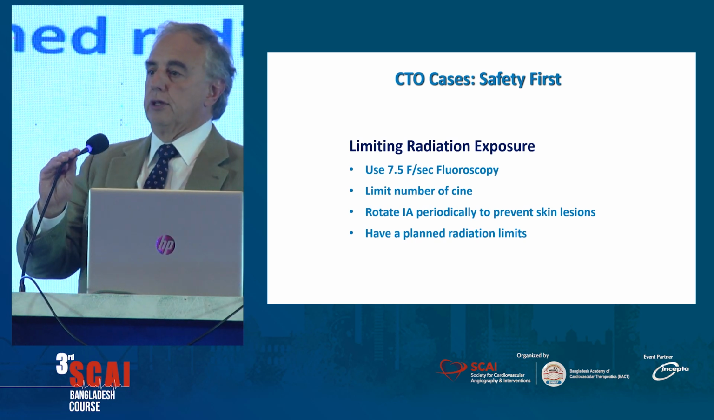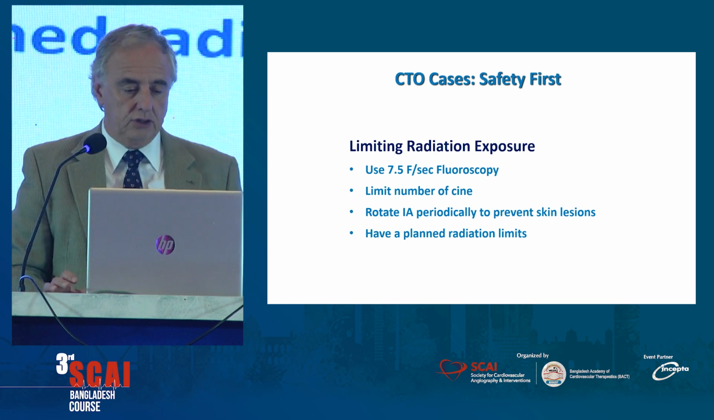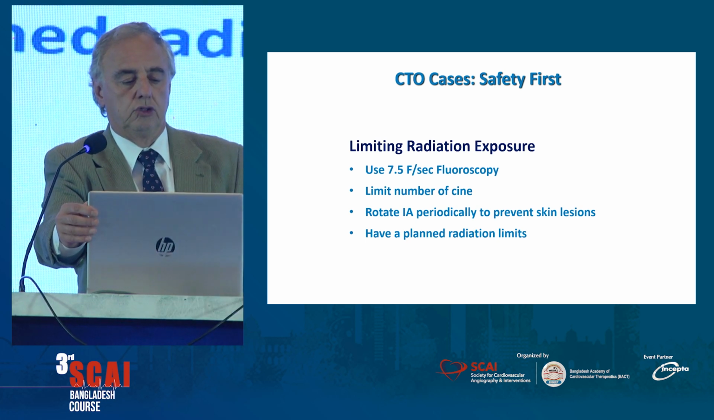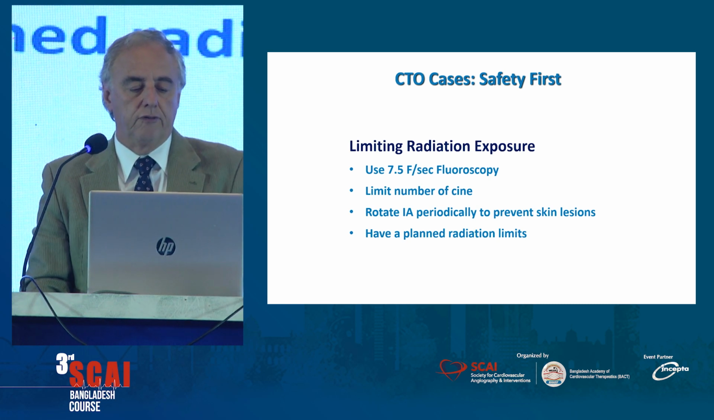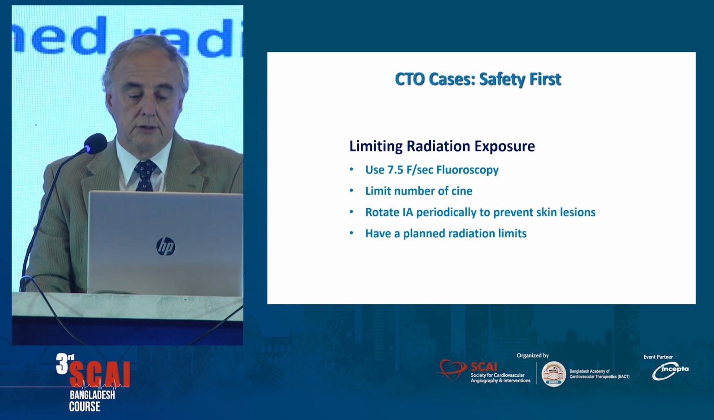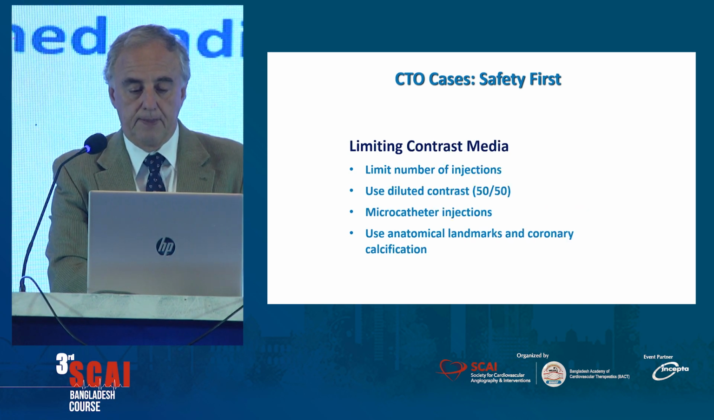So we divide it in non-cardiac and cardiac. I think the important things are you need to have the procedure within safety measurements, so you need to limit your radiation exposure, try to use 7.5 frames per second fluoroscopy, limit the number of cine runs, rotate the image intensifier every so often, because that will prevent skin lesions, and have a planned radiation limit, whether it's 3 grays or 5 grays, somewhere around there is supposed to be your radiation limit.